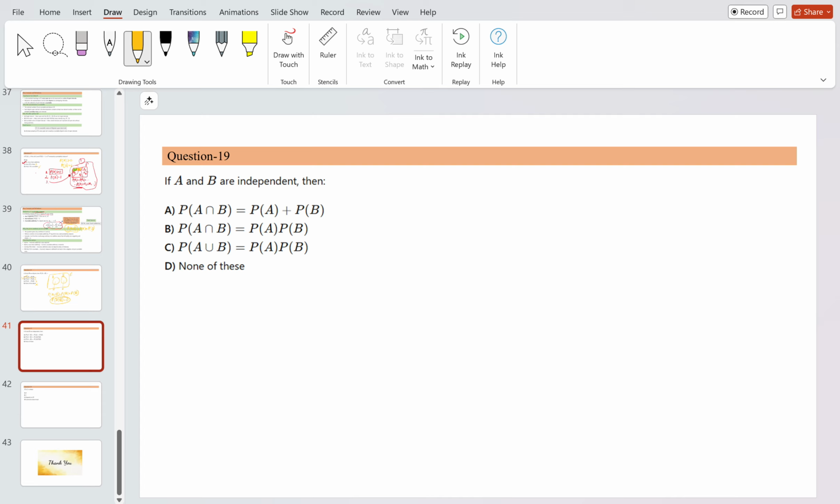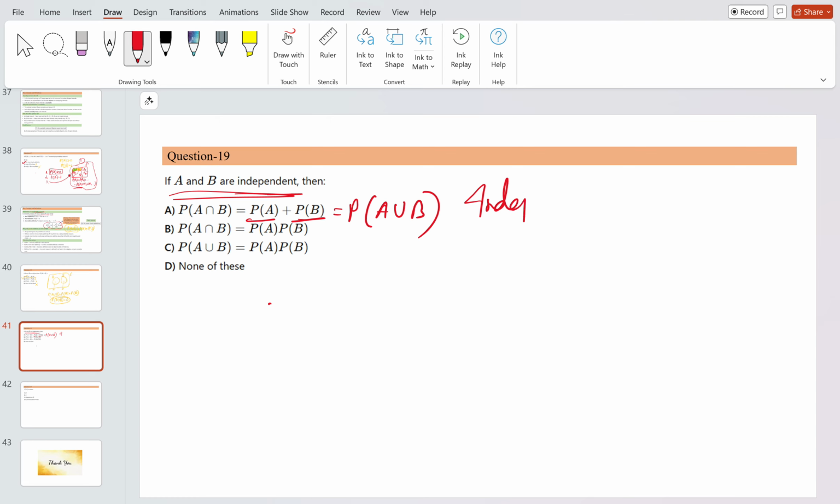Okay, let me give the solution for this. In the problem, it is saying that there are two independent subsets, A and B. What is the probability of finding the A intersection B or A union B? What criteria can hold? If you see, probability of A and B is equal to probability of A union B only when the sets are independent sets. Okay, let me show that.